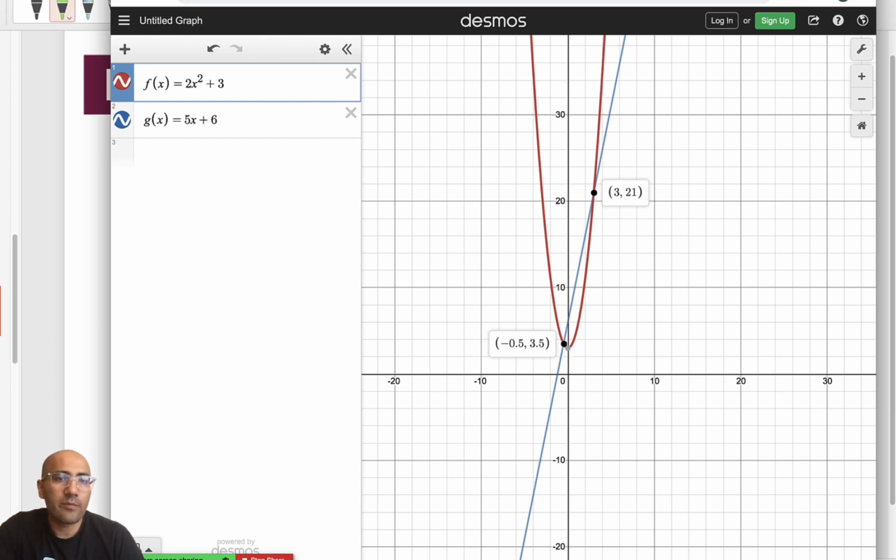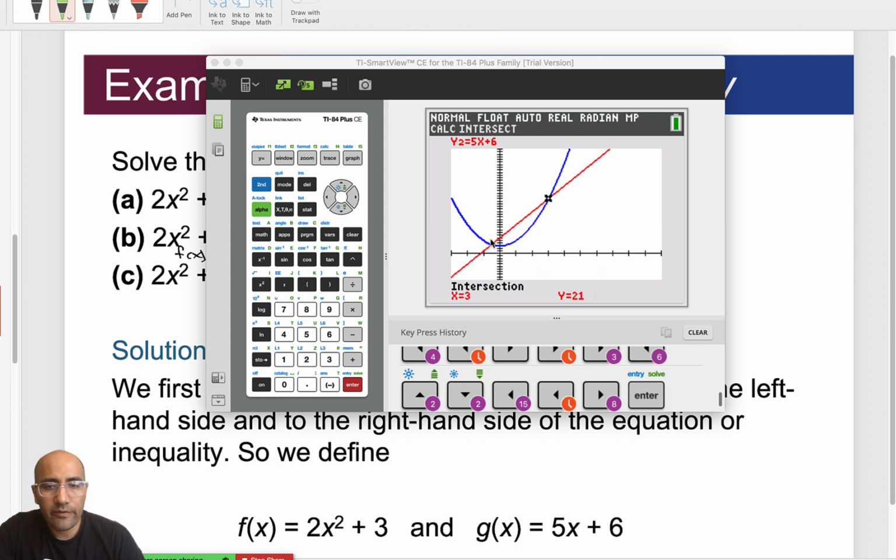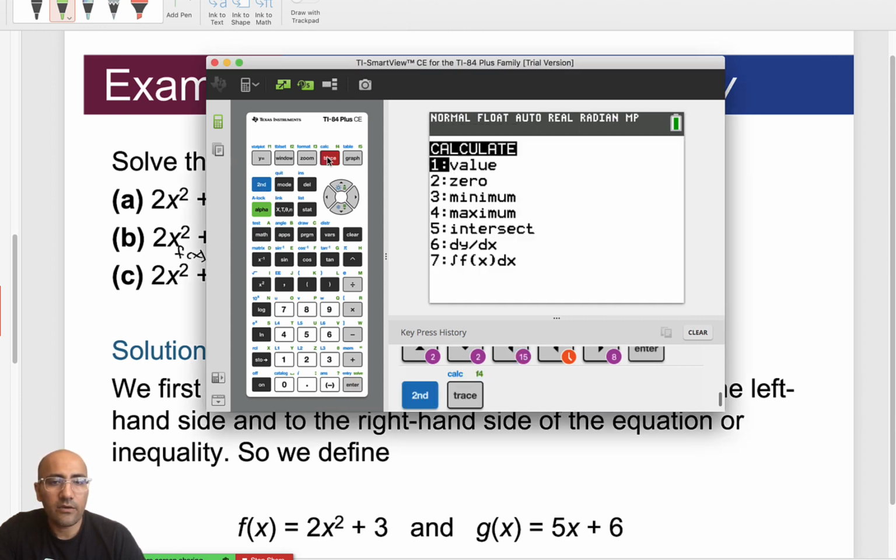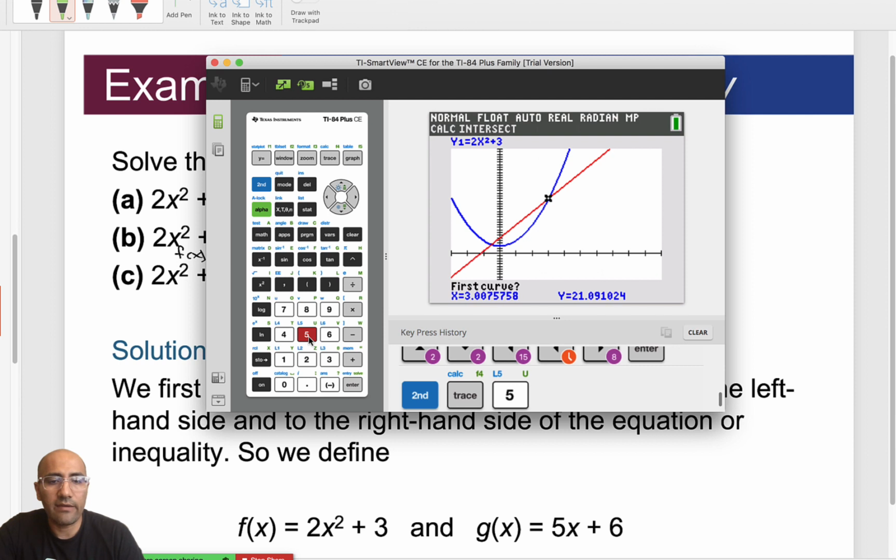Okay, to find the other one, to find this one over here, you have to repeat the whole process again. So now if I want to figure out when does it cross over here, we're going to have to hit second, calculate, the fifth option down. So you can either use your arrows down, hit 5, enter, or you can just hit the number 5, and then follow the instructions.